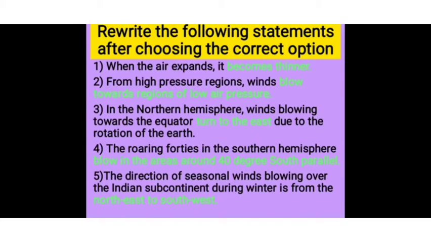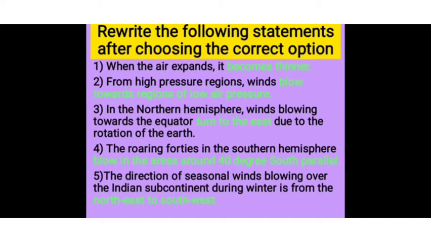Number 1. When the air expands, it becomes thinner. Number 2. From high pressure regions, winds blow towards regions of low air pressure. Number 3. In the northern hemisphere, winds blowing towards the equator turn to the east due to the rotation of the earth. Number 4. The roaring 40s in the southern hemisphere blow in the areas around 40 degrees south parallel.